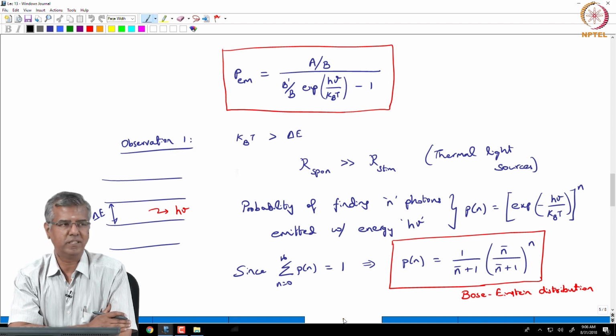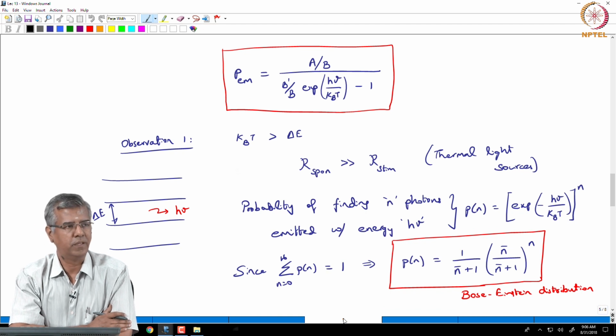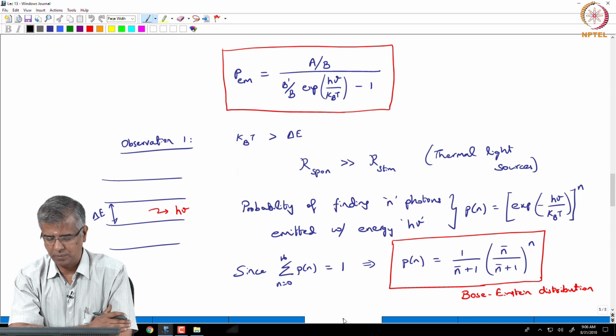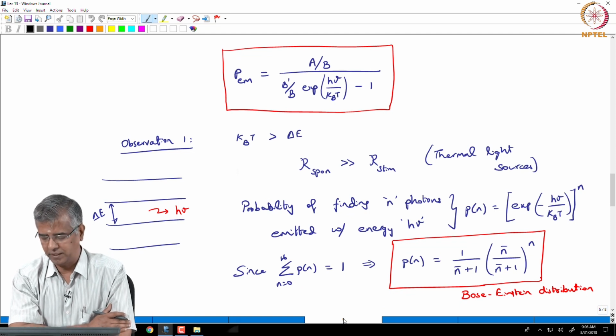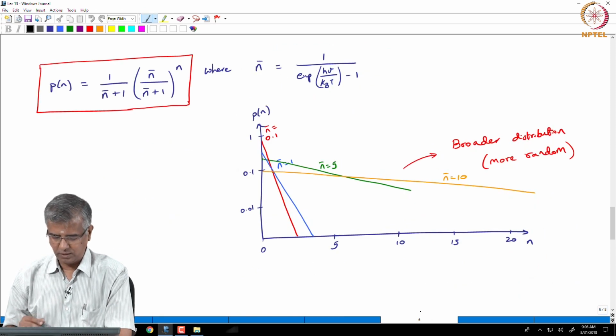And one of the first observations we made was, what if we are looking at a source where you have atoms going to the excited state just because of thermal energy, and specifically if the thermal energy is greater than the energy difference between the two atomic energy levels. In that case, we said we are predominantly getting spontaneous emission. And then there was some discussion about what this graph means.